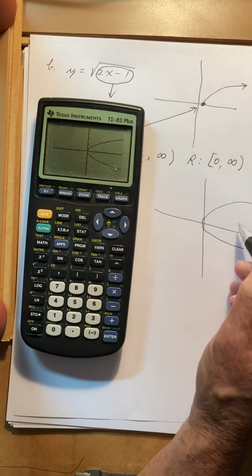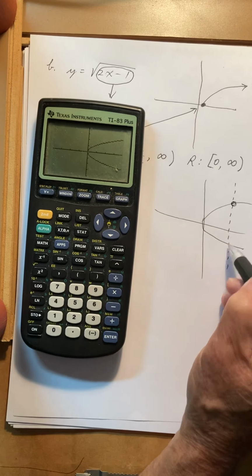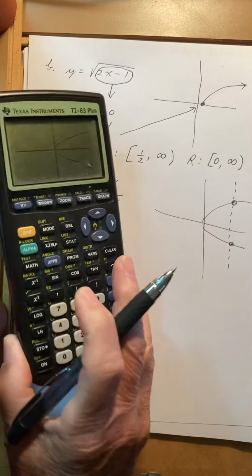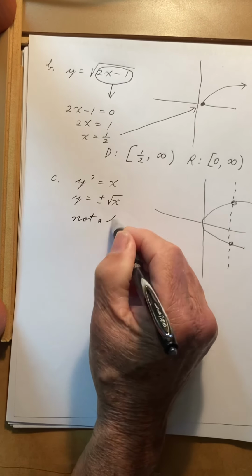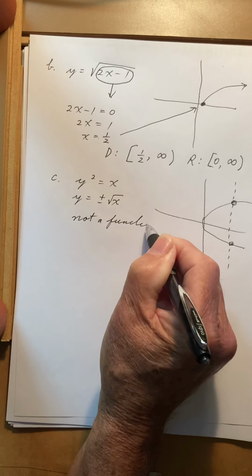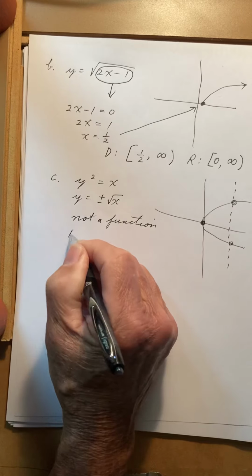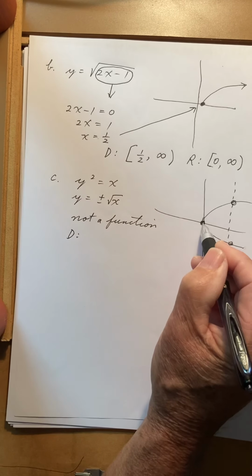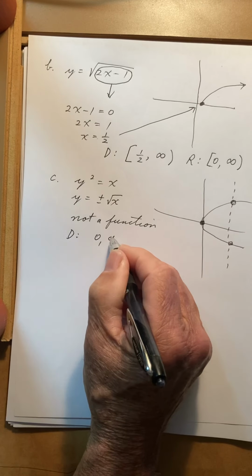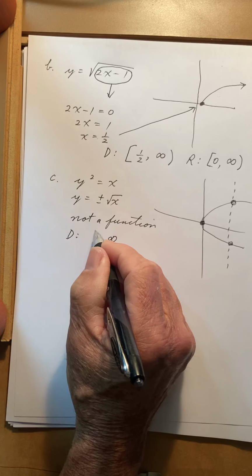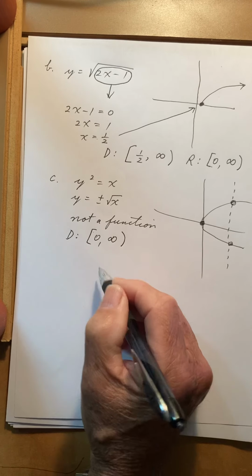And that obviously fails to pass the vertical line test because it crosses here and here. So this is not a function. But we can still do the domain. The farthest to the left is 0. It goes to positive infinity. 0 is included, so we use square brackets, parentheses for infinity.